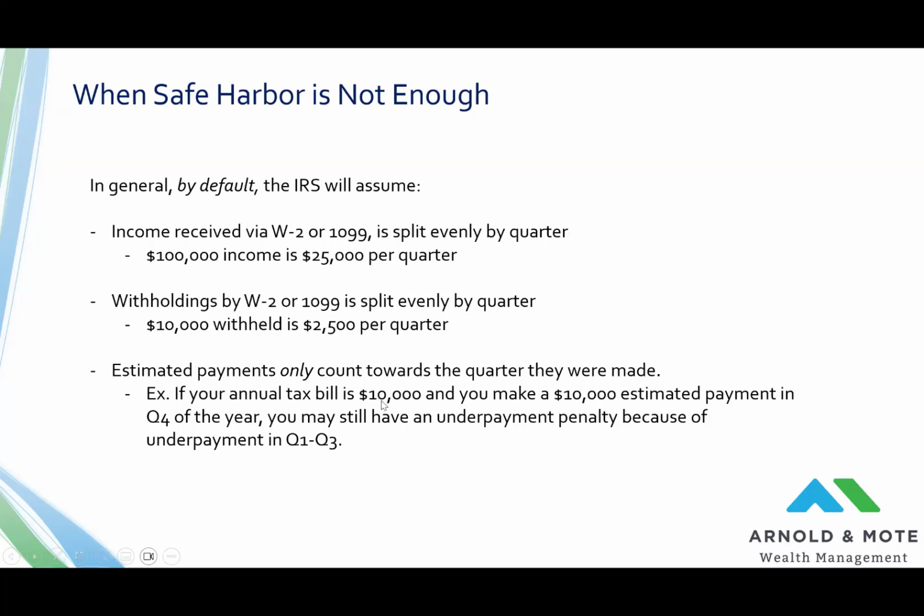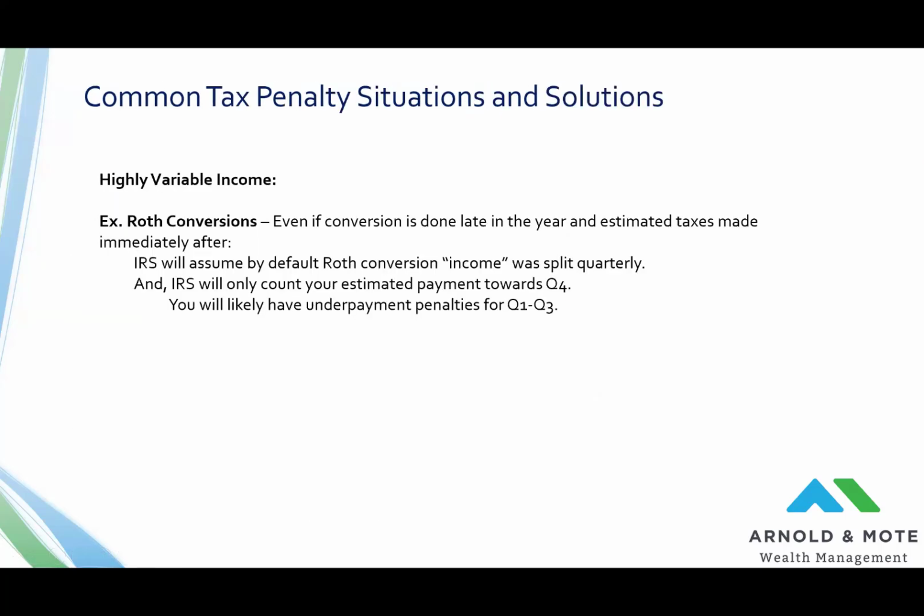And so like that example with John that we saw, if your annual tax bill is $10,000 and you think just by making a $10,000 payment in the fourth quarter of the year you can satisfy that, probably not correct. The IRS wants to see, if you owed $10,000, they want to see $2,500 paid each quarter. And so that can lead to some interesting scenarios.